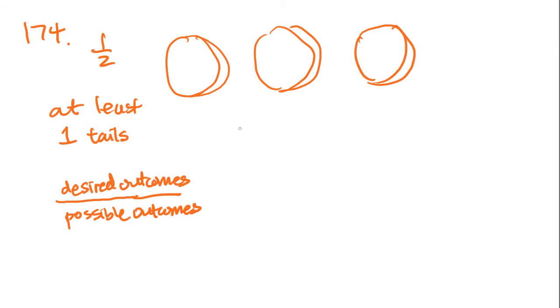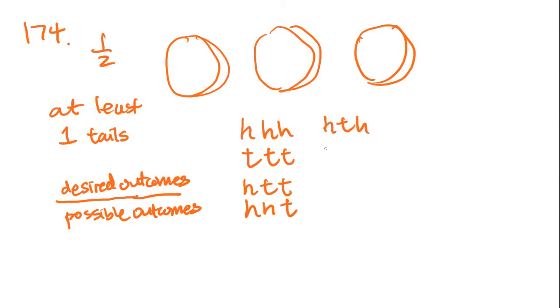Well, you're going to get either heads or tails, right? So you're going to get either all heads or all tails. You might get heads, tails, tails. You may get heads, heads, tails. Or you could get heads, tails, heads, or tails, heads, tails. You could also get tails, heads, heads, or tails, tails, heads. So there are 8 different possibilities.